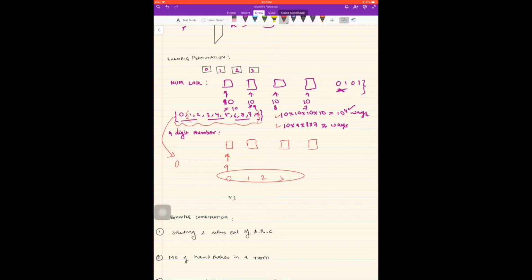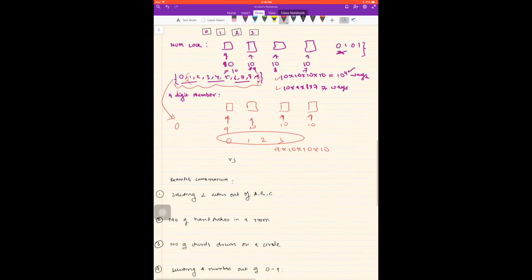And now the rest of the boxes can be filled in 10 and 10 ways. So how many ways do you have? You have 9 into 10 into 10 into 10. So just see, with just a little bit more restrictions here and there, with a little bit of intuitiveness, we have a simple problem. The same problem can be posed in multiple ways.